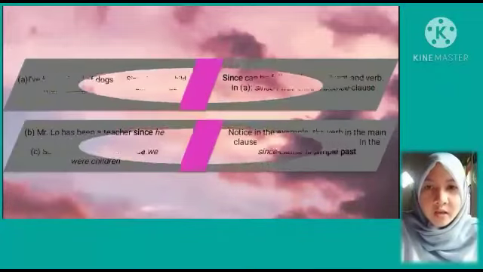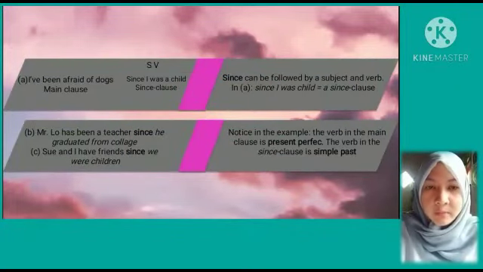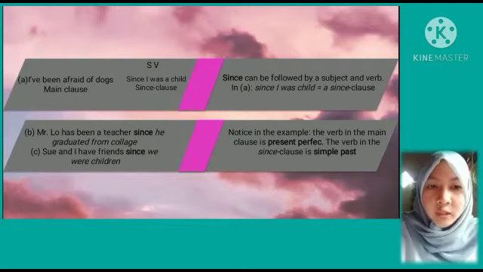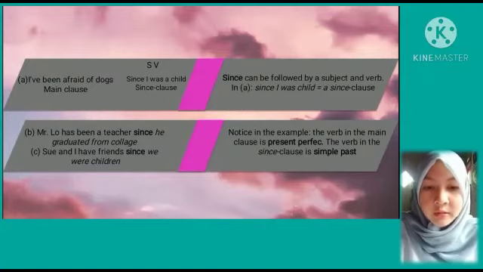Finally, A. I have been afraid of dogs since I was a child. B. Mr. Lee has been a teacher since he graduated from college. Since can be followed by a subject and verb, as in A: since I was a child. C. She and I have been friends since we were children. Notice in the examples the verb in the main clauses is present perfect. The verb in since clauses is simple past.